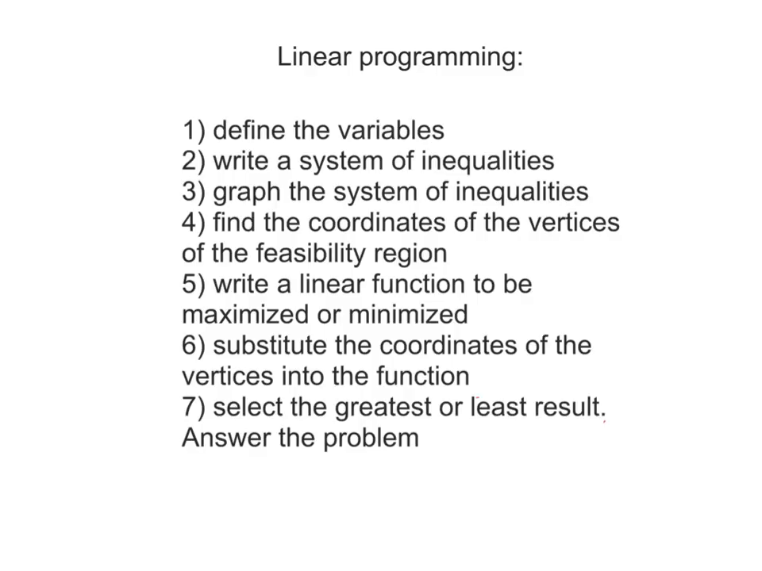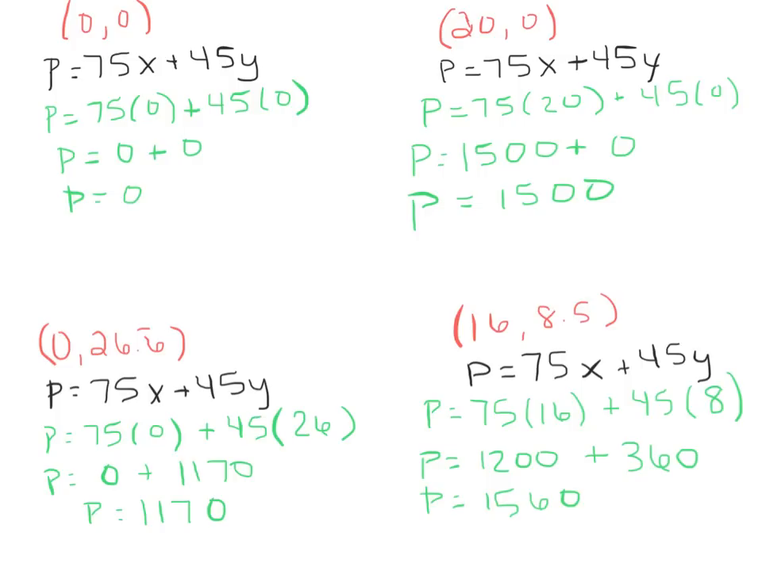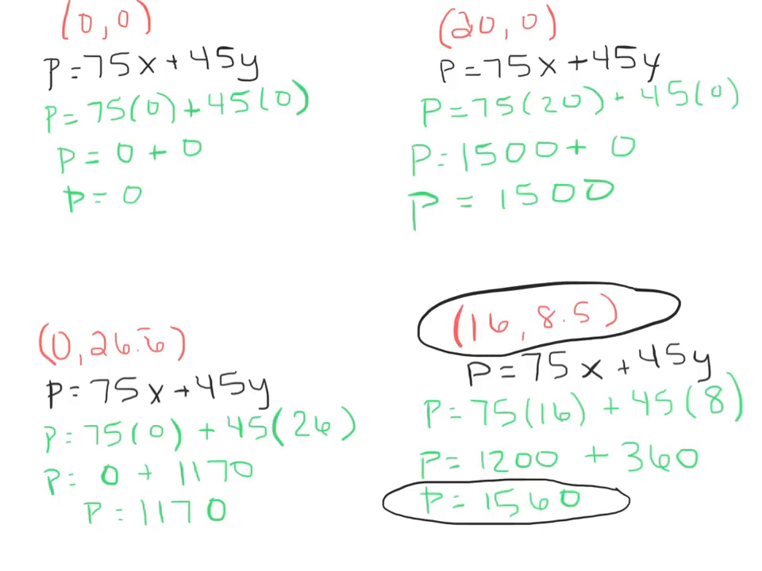So we go back to our results and we just substituted the coordinates of the vertices into the function. And now we need to figure out our answer. So we have to select the greatest or least result. And in this problem, we were asking about the maximum profits, right? So that's going to be our greatest because maximum is the greatest, right? And then we need to answer the problem. So we look at what our vertices gave us for our profit, and we find the greatest amount. So our greatest amount is going to be where P was 1,560. And that correlates to these 2 points right here, correct? So that's going to be our maximum.